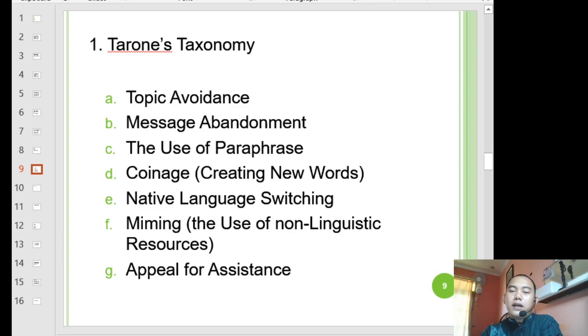And then the last one, appeal for assistance. A learner may seek help from outside. This may simply mean using a bilingual dictionary.